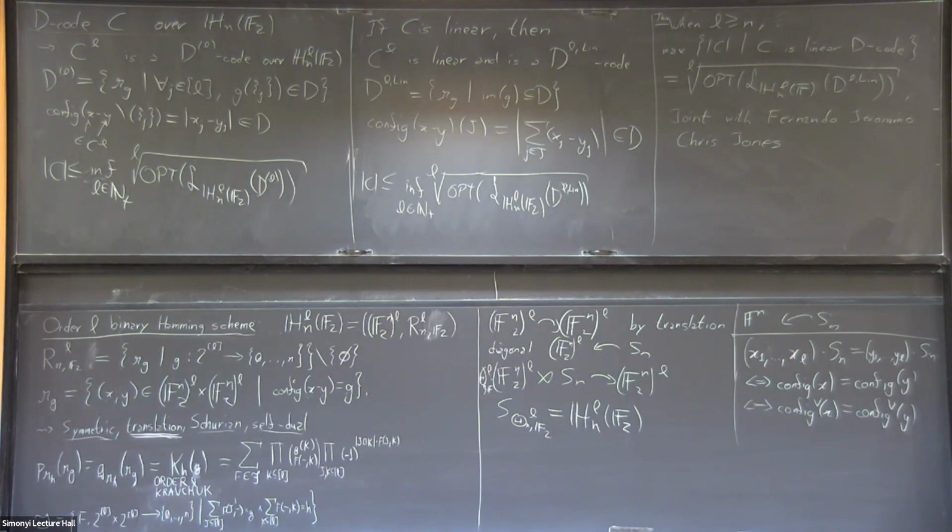So the way that we're going to do it is move to a different scheme and argue that the Delsarte LP matches the value of this Delsarte LP. So we're going to go to yet another scheme.